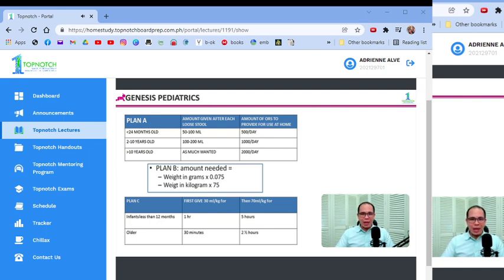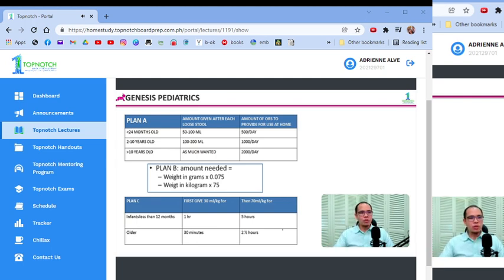Which one? You can either go with NSS or LR. If you're not sure, the safer guess would be plain NSS. What's the problem with LR? May potassium si LR. So if your patient is undergoing renal failure, kung may acute kidney injury siya, tapos nagpasok ka ng maraming potassium, baka magkaroon ng hyperkalemia yan. So if you're not sure NSS or LR, better bet would be NSS. But you can still use LR. So please remember that.